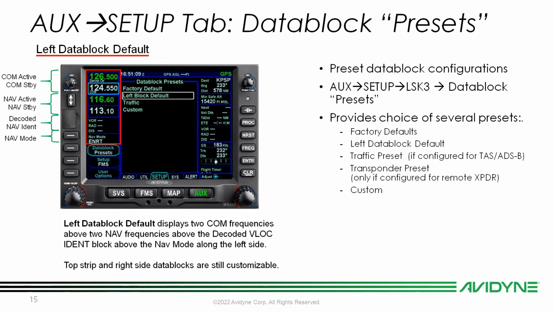So your left data block default, again, these are your default for your left side data blocks. It's going to show 2 COM frequencies above 2 nav frequencies on the 5 series, above the decoded VLOC identifier block, above the nav mode along the left side. And again, the top strip and the right side data blocks are still customizable that way as well.